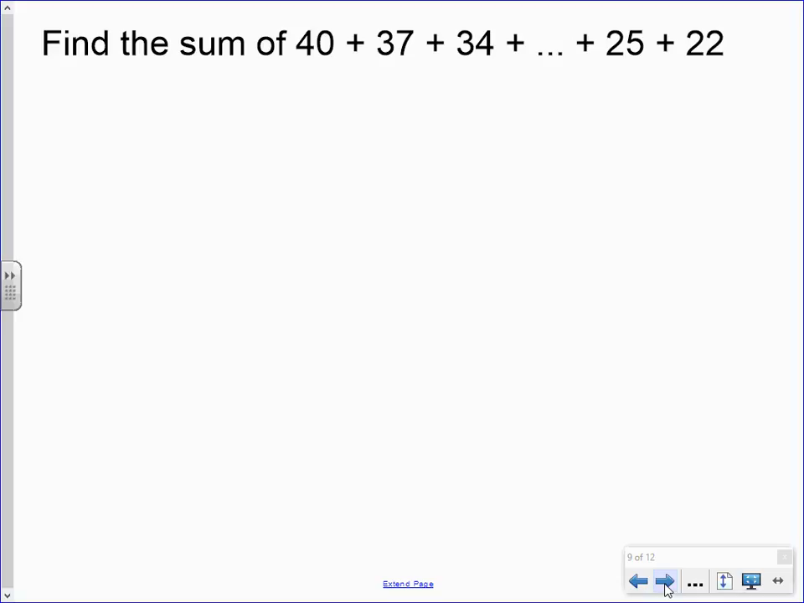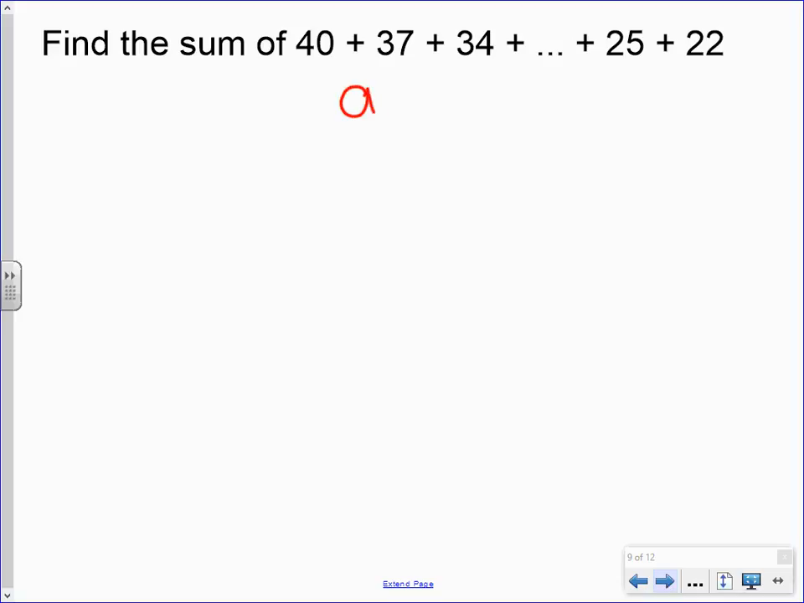Do we know the first term? Do we know the last term? Yes. Do we know how many terms there are? We do not. Okay? So we at least know the first and the last term, but in order to be able to add these up, we need to know how many numbers we're actually adding together. Now, yes, we could say, all right, we're going down by 3, so we can say 34, 31, and we can do that, but that's not always very efficient.